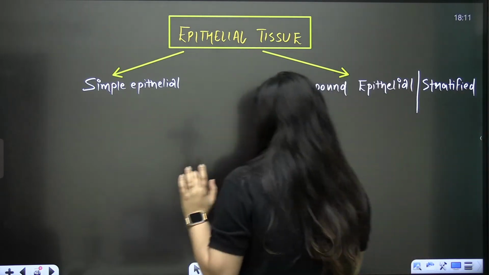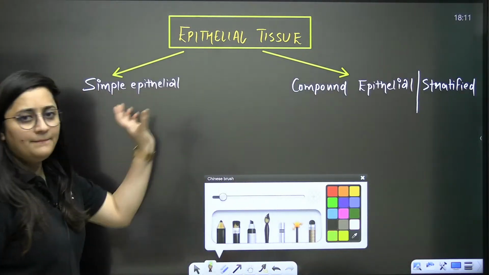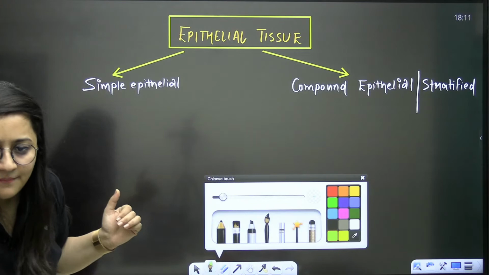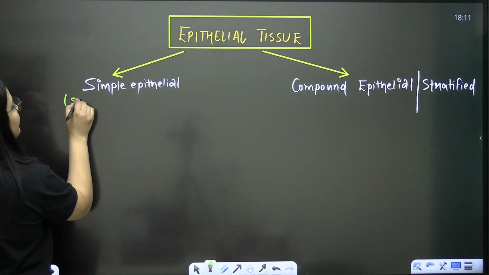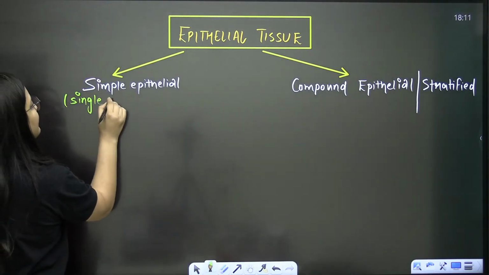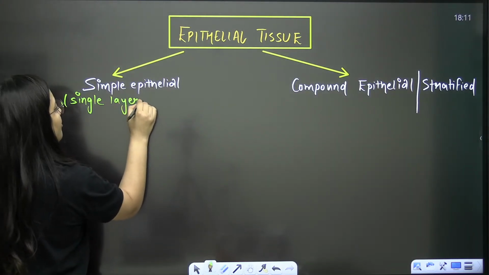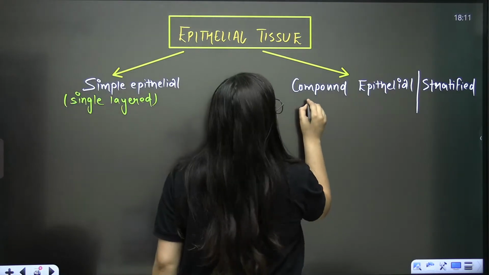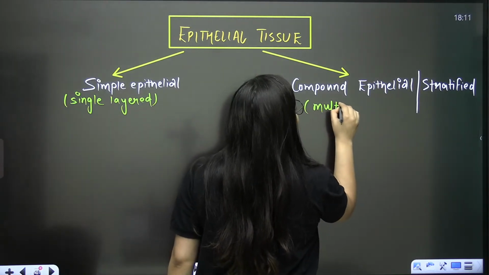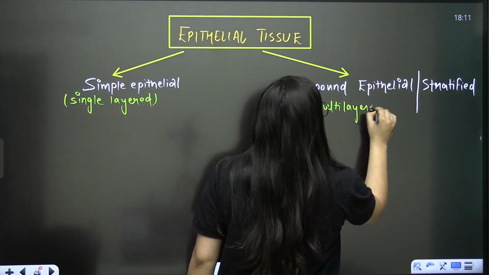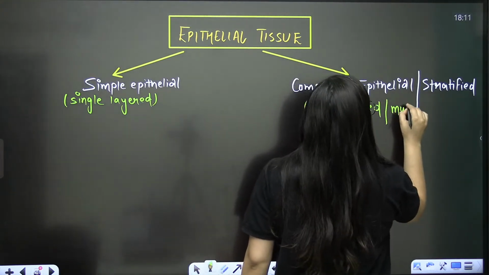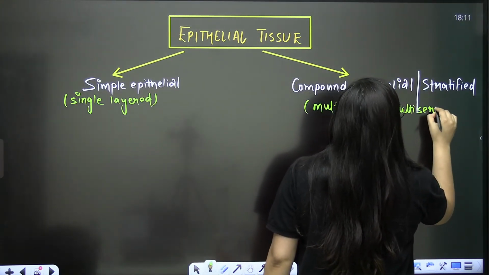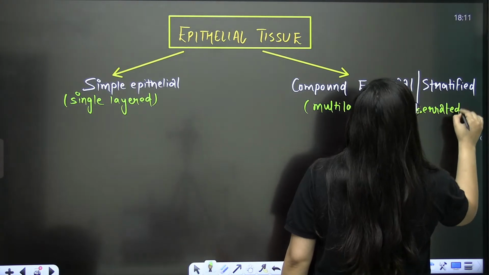Let me explain this. Simple epithelium means it is single layered. It is just made up of a single layer, isn't it? And when you are using the word compound epithelium, it is multi-layered, or you can also use the word multi-serrated. Serrated word is also used for the layers.